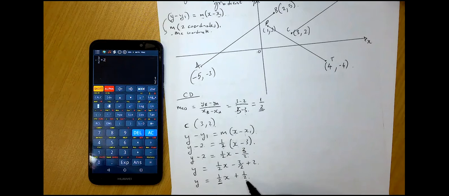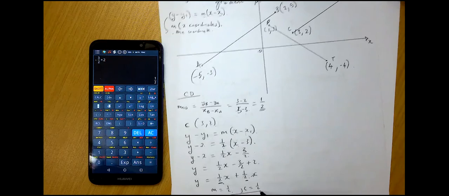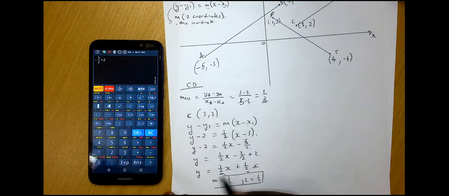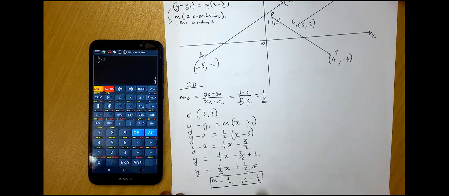Okay, this is our C, and this is our M. So our M is 1/2. You don't need to do this, I'm just showing you. C is equal to half. You don't need to write this. This is not necessary. I'm just trying to show you what we mean by this.